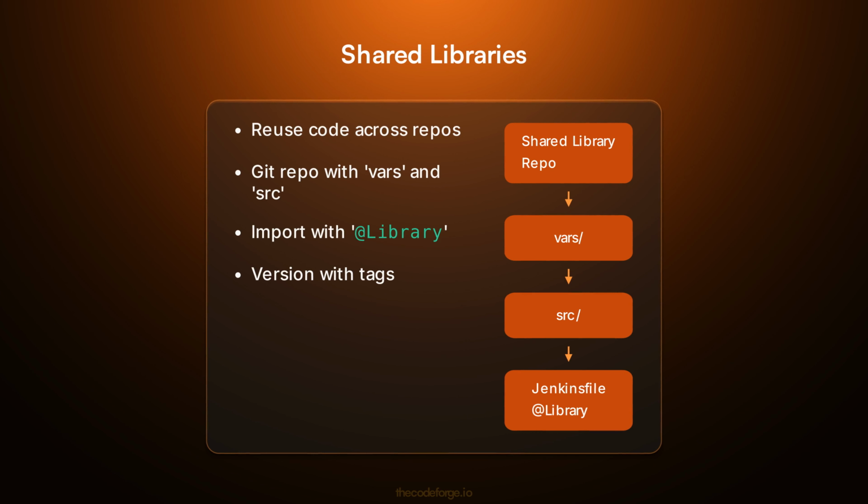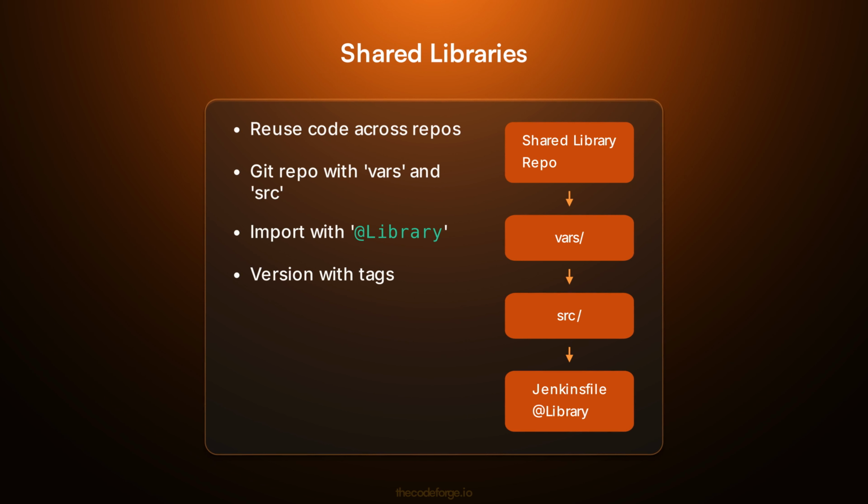Avoid duplicating pipeline code across repos. Use shared libraries to define reusable functions and classes. Create a Git repo with vars and src directories. In the Jenkinsfile, use @Library('mylib') to import it.